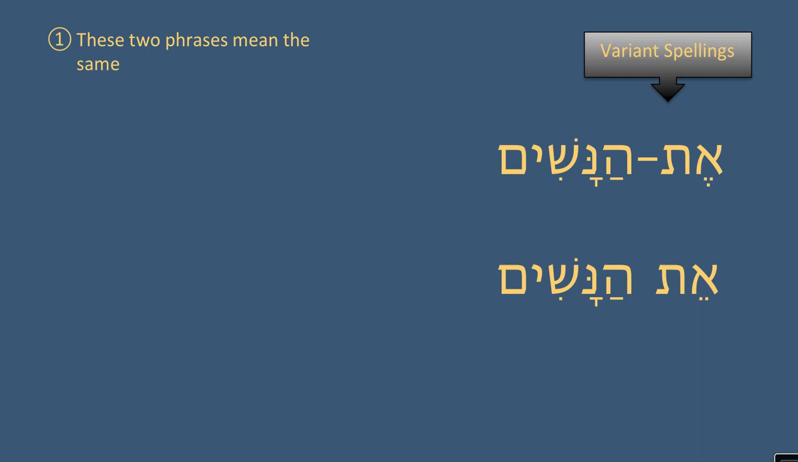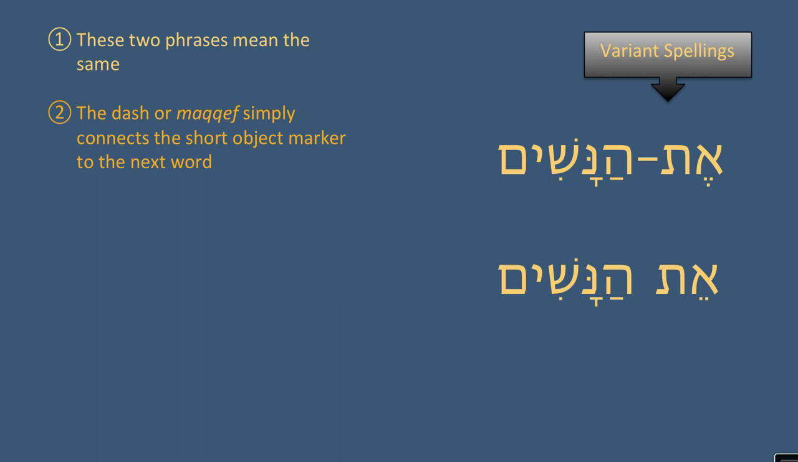Now, the following two phrases here mean the exact same thing. And you can see we're talking really about variant spellings. In most cases, you will see this first example where you have et with the segol and it's actually attached to the noun. So this dash, or makef, is simply connecting the short object marker to the next word so that they're treated grammatically as one word.